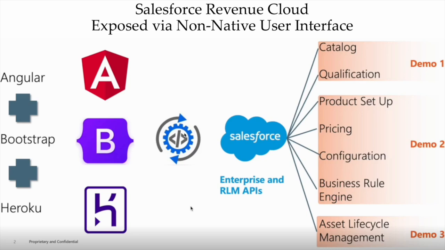In the first demo, we walk through the catalog and qualification rules. In the second demo, we expose product configuration, the business rule engine, and pricing. Today, we'll look at modifying and canceling an asset through the marketplace UI. Now, onto the demo.